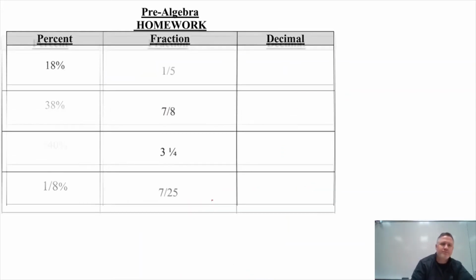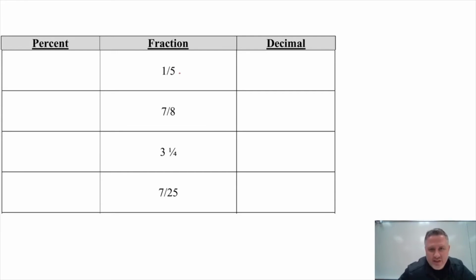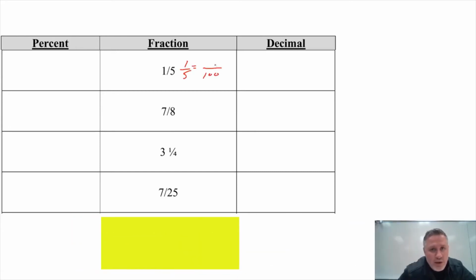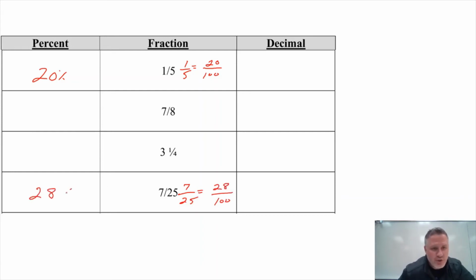All right, next one. 1/5. First, let's see any of these fractions. Can we get them out of 100? All right, and the answer for 1/5 is yes. I could multiply that by 20 over 20. And when I do that, I get 20 hundredths, which is 20%. Can't get 7/8 out of 100. Okay, 3 1/4, can't get that out of 100 yet. But 7/25, I can make that out of 100, right? I could multiply that by 4 over 4 and get 28 hundredths, which is 28%.